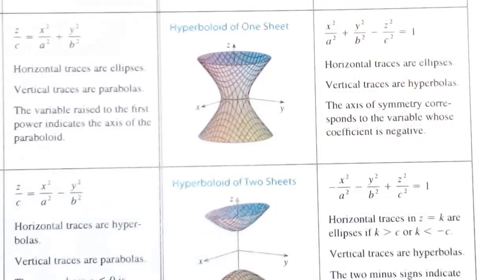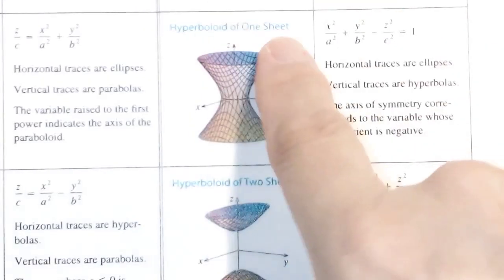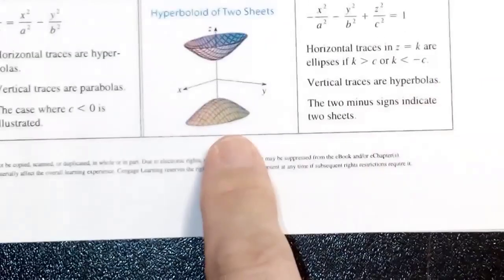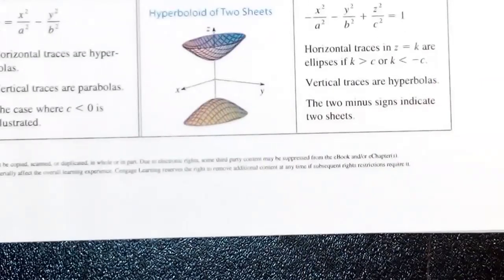On the other hand, if I rotated it this way, I'd have two separate pieces with a gap in the middle, right? So one sheet because it's one piece, two sheets because it's two pieces. But there's my hyperbola again. Sneaky son. How dare you?